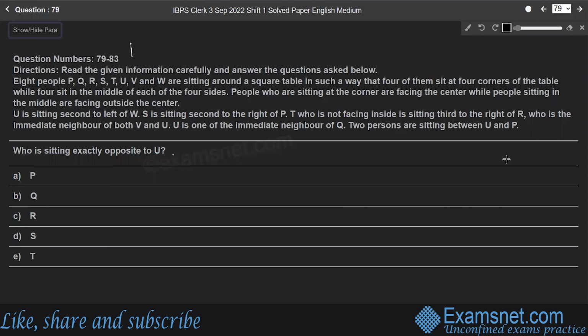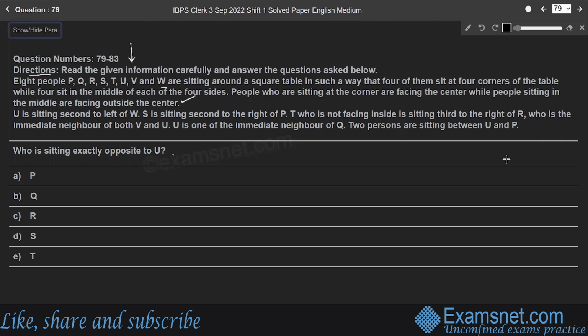Students, questions from 79 to 83 are based on the below information. Here the direction is, read the given information carefully and answer the questions asked below. Here 8 people P, Q, R, S, T, U, V and W are sitting around a square table in such a way that 4 of them sit at 4 corners of the table, while 4 sit in the middle of each of the 4 sides.